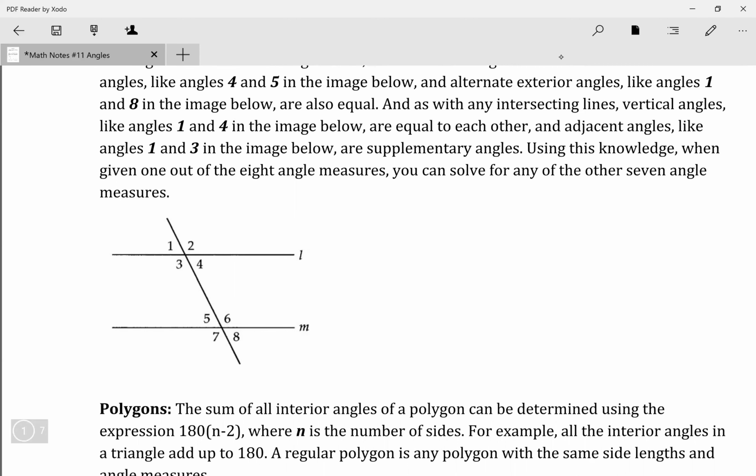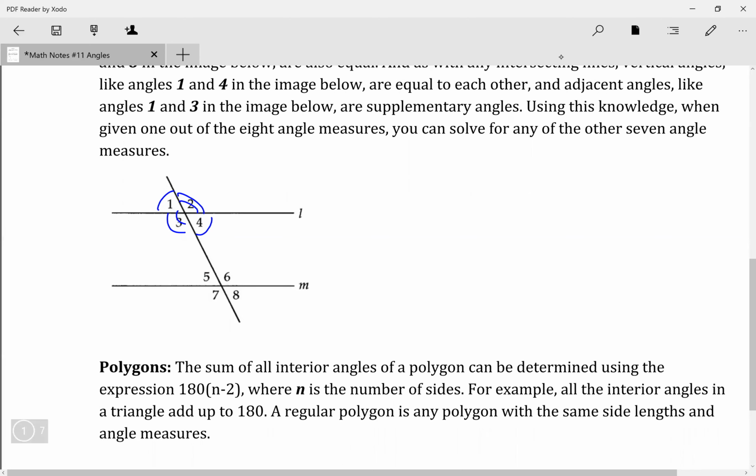So for instance, let's say angle 1 is 50 degrees. Well, I know angle 4 is 50 degrees because of the vertical angle theorem. That's pretty simple because they're opposite angles. And I know that 3 must be 130 degrees because they are supplementary angles on the same line. I'm going to put two of these arches to represent that. And 2 is obviously also supplementary.